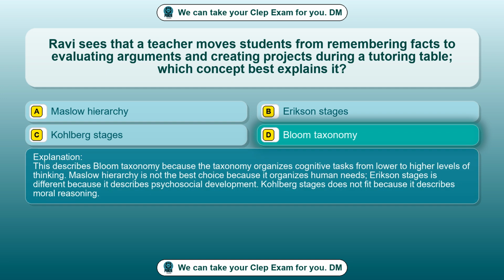This describes Bloom taxonomy because the taxonomy organizes cognitive tasks from lower to higher levels of thinking. Maslow hierarchy is not the best choice because it organizes human needs. Erikson stages is different because it describes psychosocial development. Kohlberg stages does not fit because it describes moral reasoning.